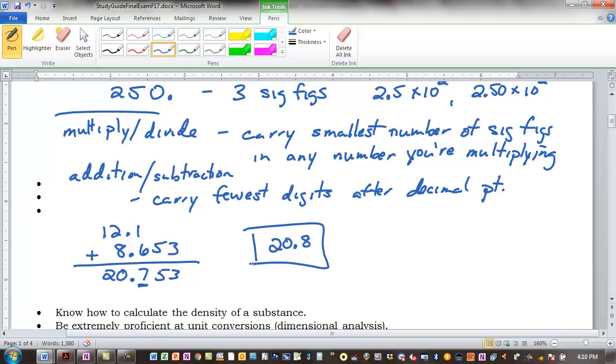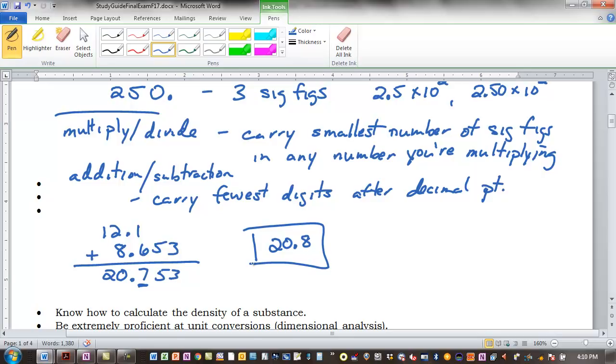So watch for that. Multiplication and division is really straightforward. You just look at how many digits are in each number. Whichever is the least, that's what you carry. Addition and subtraction, it's based on the decimal point. All right, good with that?